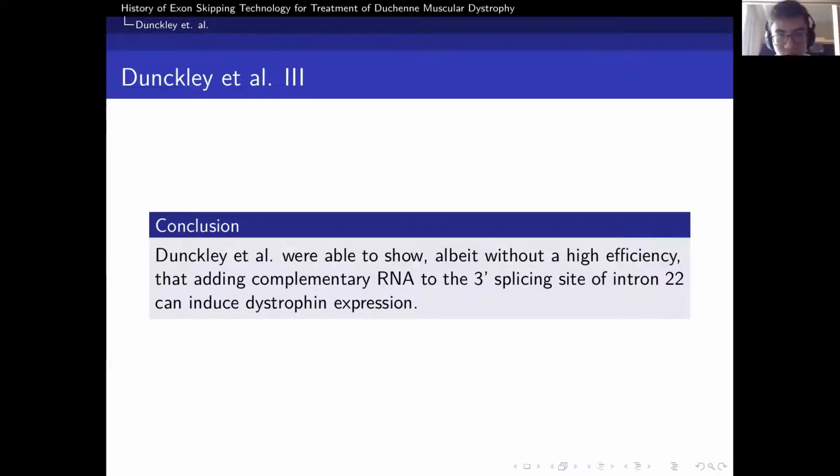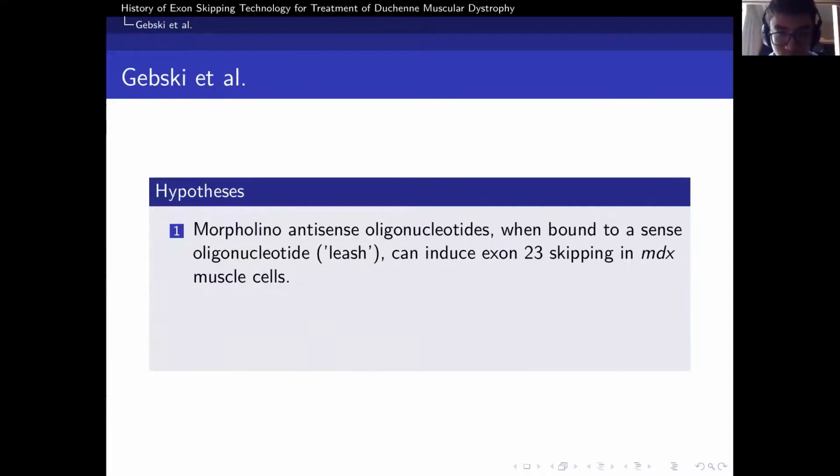So Dunkley was able to show, although this is not a very efficient method, that complementary RNA to the 3' splicing site of intron 22 can skip exon 23 and hence induce dystrophin expression.